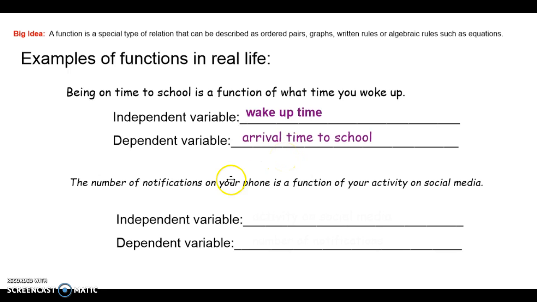In our second example, we talked about cell phone use, and the independent variable influences the dependent variable. The more time you spend on social media, the more likely you are to have a high number of notifications on your phone. That's what we discussed in class. So the activity on social media is the independent variable, and the dependent variable is your number of notifications.